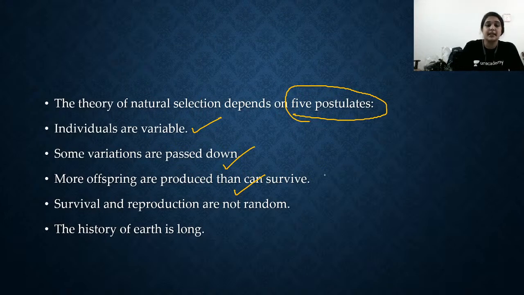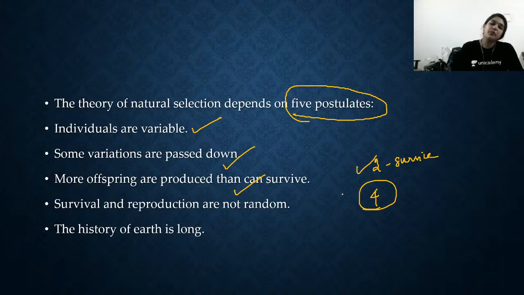More offsprings are produced than can survive. See, this is a very important concept. Only two offsprings can actually survive, but actually the organism will produce four. What is the survival rate? More offsprings are created than what can survive.